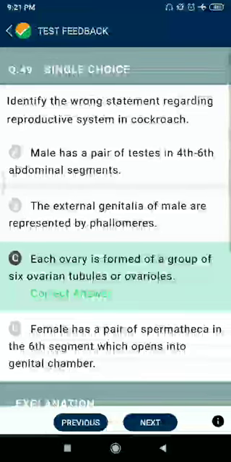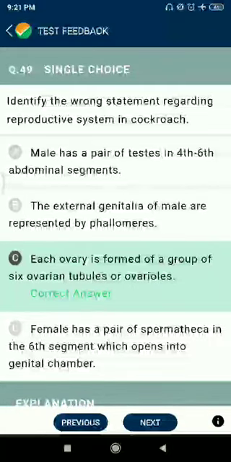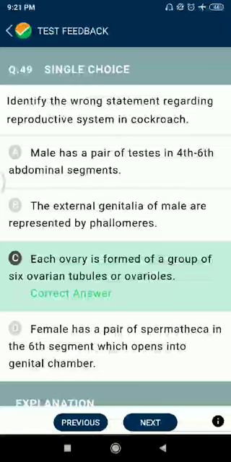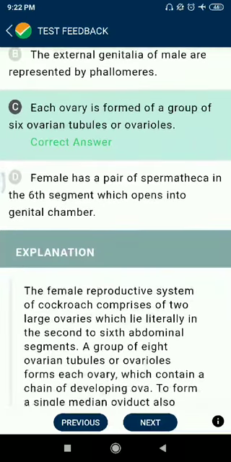Question number 49. Identify the wrong statement regarding the reproductive system in cockroach. Male has a pair of testes in 4 to 6 abdominal segments. The external genitalia of male are represented by the phallomeres. Then option C: each ovary is formed of a group of 6 ovarian tubules. No, 6 abdominal... Okay. Female has a pair of spermathecae in the sixth segment which opens into the genital chamber.